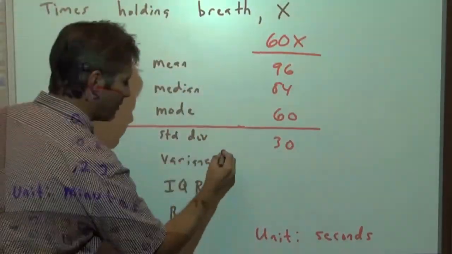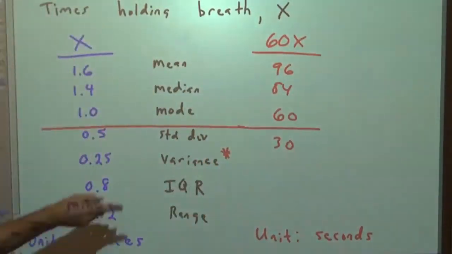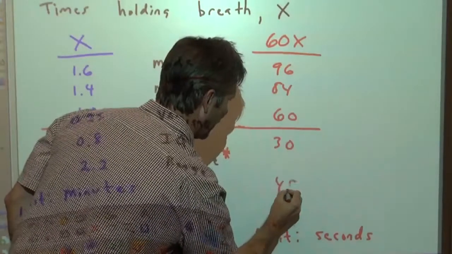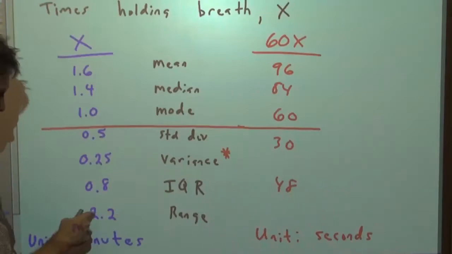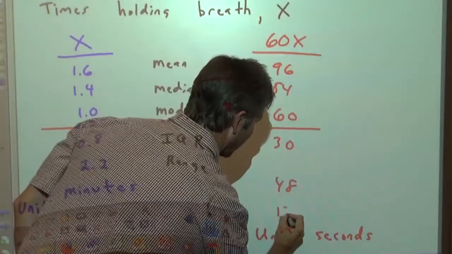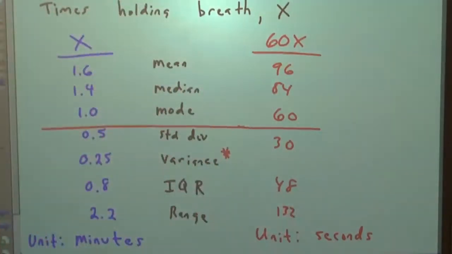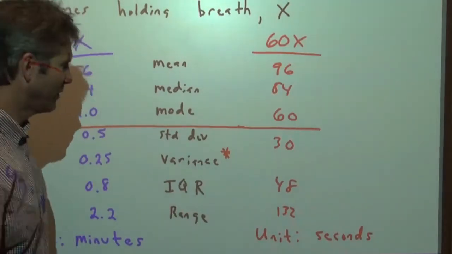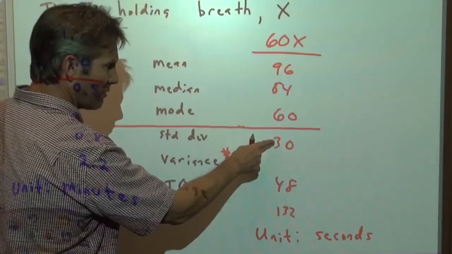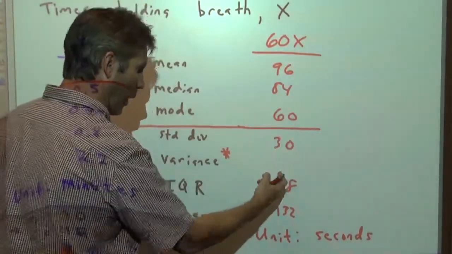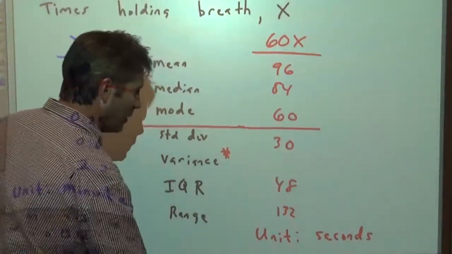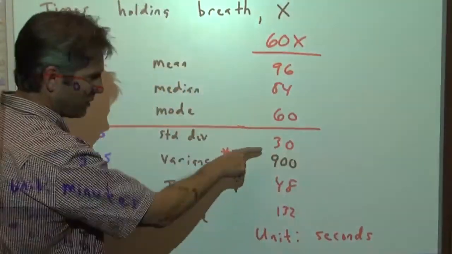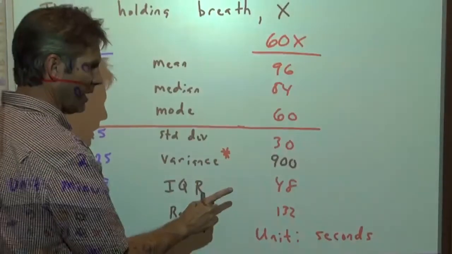We're going to hold off on variance for just a second. Let's go down to IQR. That's also 60 times bigger. That goes to 48. And this is 60 times bigger. That goes to 132. Do we agree that variance is the square of the standard deviation? So the easiest thing to do is to take the new transformed standard deviation and square it to get the new variance. So the new variance must be 900 because it's the square of the new standard deviation.